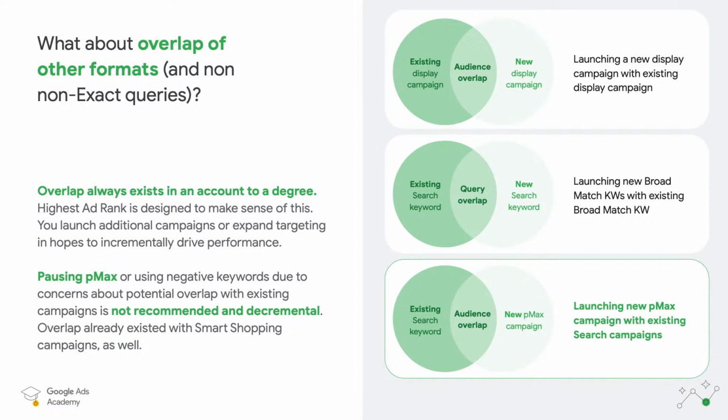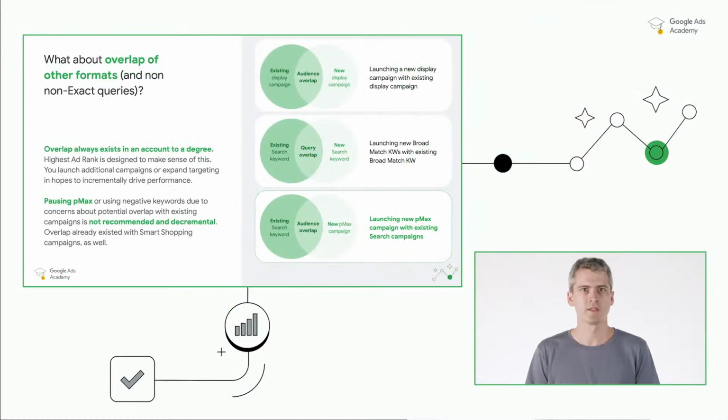Diving in a bit more on this concept of overlap, overlap always exists in an account to a degree, as you launch additional campaigns or expand targeting in hopes to incrementally drive performance. For example, sometimes you will add a broad match search keyword that could potentially overlap on queries with an existing broad match keyword in a different campaign. Highest ad rank is designed to make sense of this.